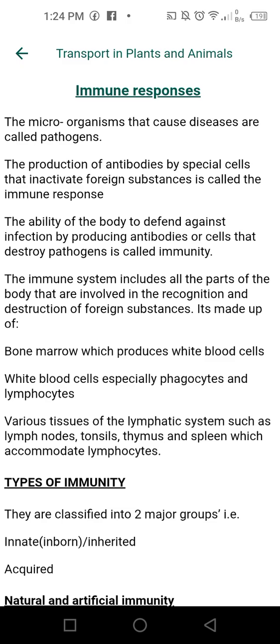The immune system includes all the parts of the body that are involved in the recognition and destruction of foreign substances. It is made up of bone marrow, which produces white blood cells; white blood cells, especially phagocytes and lymphocytes; and various tissues of the lymphatic system, such as lymph nodes, tonsils, thymus, and spleen, which accommodate lymphocytes.